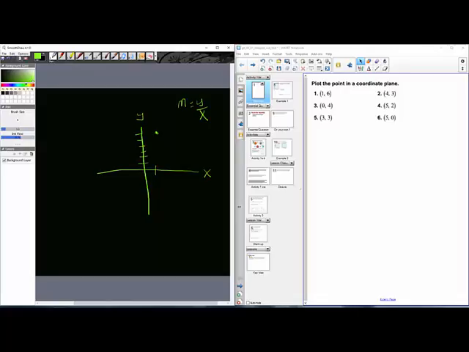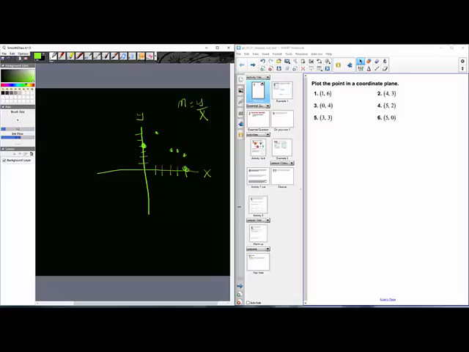So again, for 4, 3, I have 2, 3, 4. That's the 4, that's the first one. And 1, 2, 3 is right here. Then I have 0, 4. So 0 and 1, 2, 3, 4 is right here. Next one is 5, 2. Next one is 3, 3. And then 5, 0 over here.